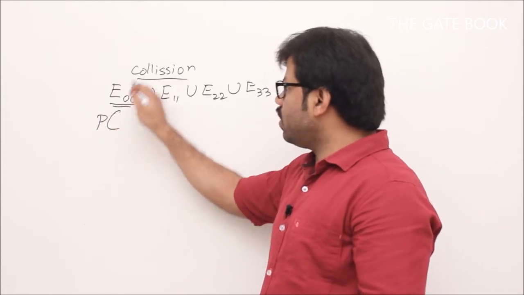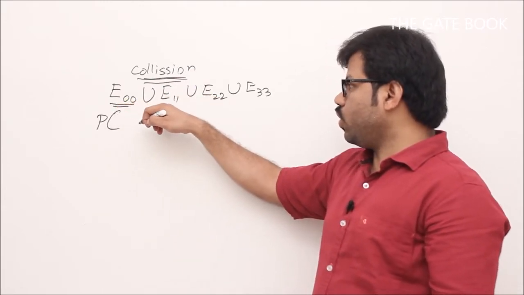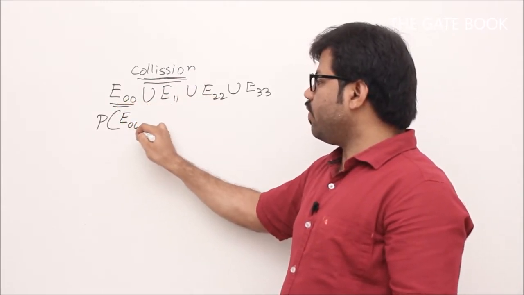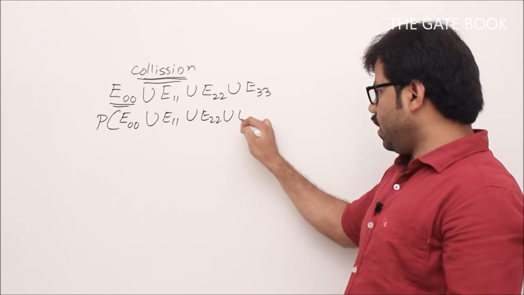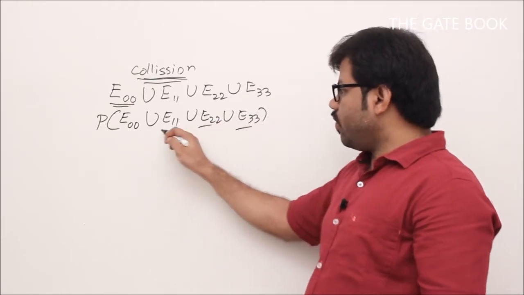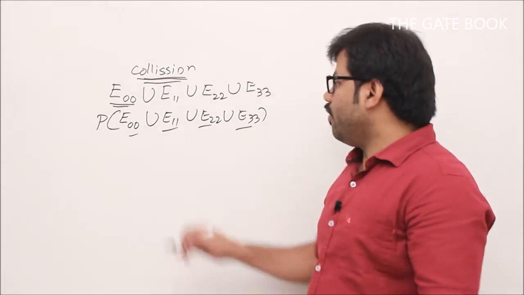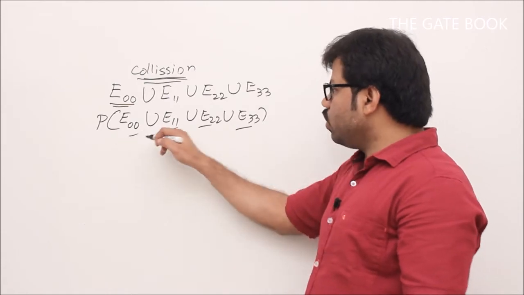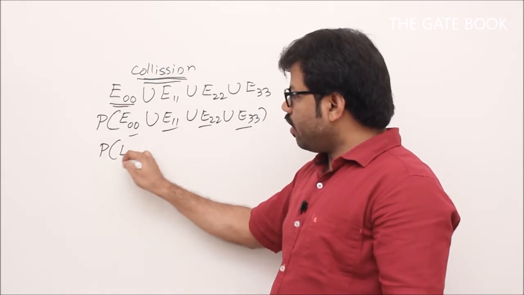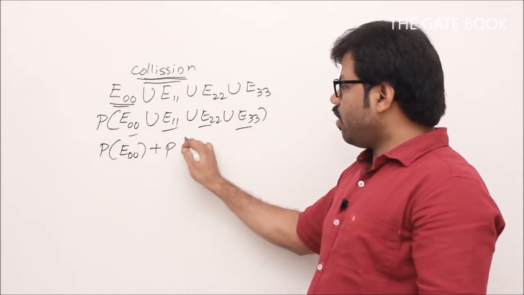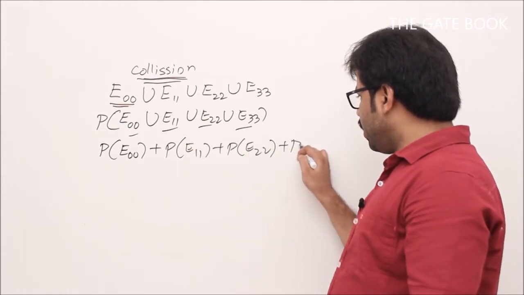Now let's write the formula for this collision probability. Collision can be represented as this set of events, E00 union E11 and so on. Then the probability of that event is the probability of E00 union E11 union E22 union E33. I already told you that all these events, like tossing a coin and getting head and getting tail, are mutually exclusive. Whenever you have a union of mutually exclusive events, the probability of the union is the probability of E00 plus probability of E11 plus probability of E22 plus probability of E33.